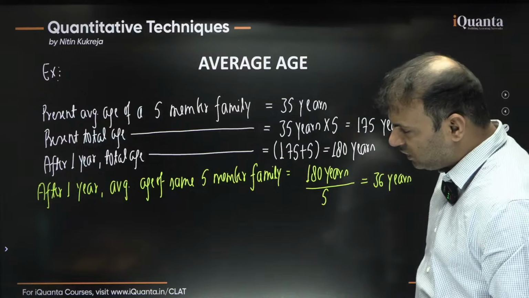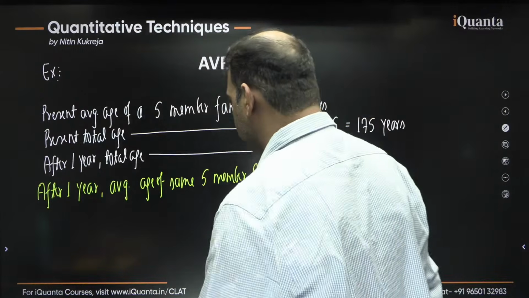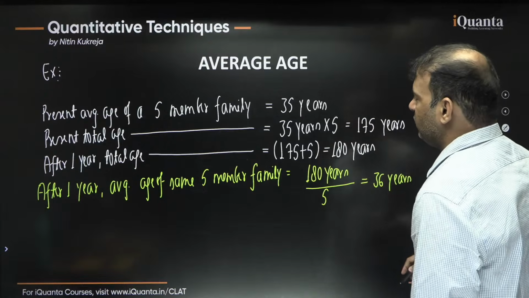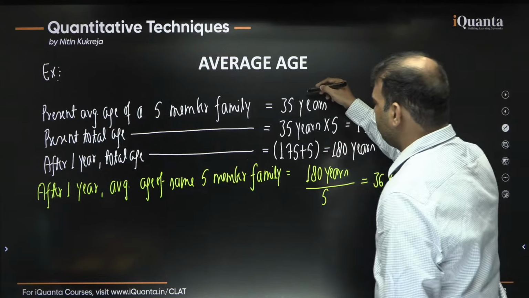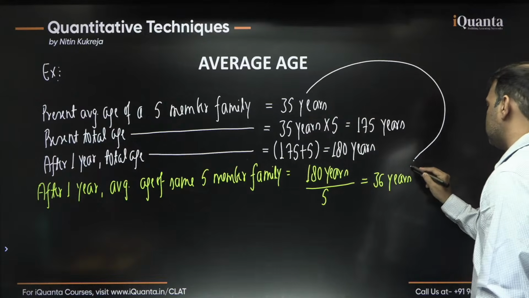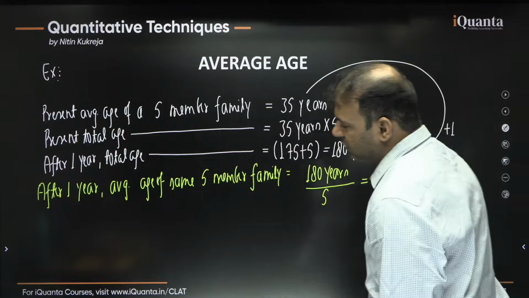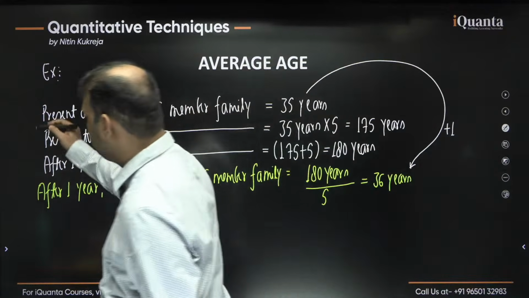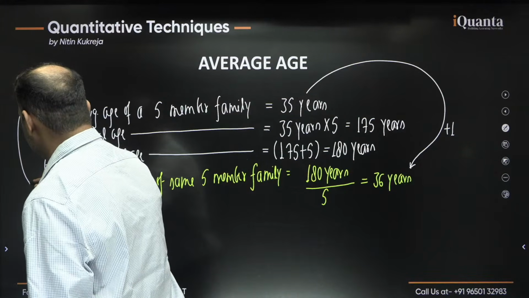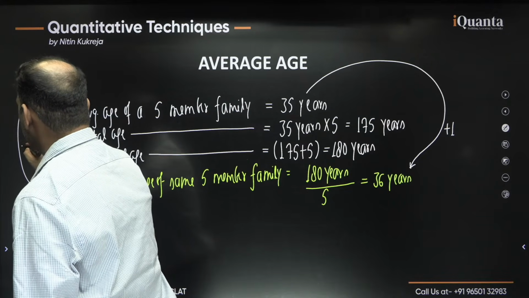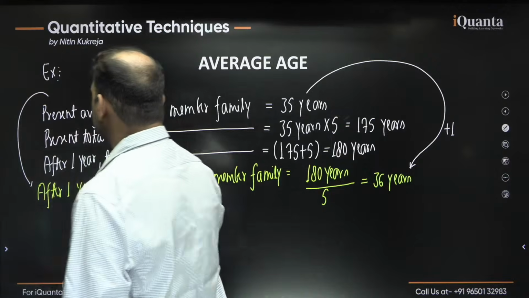So there is one thing you can understand with the help of this example. See guys, the average is increasing by exactly 1 year. Earlier it was 35 and now it is 36, so it is increasing by exactly 1 year. You know why? Because of a very simple thing: we are going 1 year into the future, from the present to after 1 year. Since we are moving 1 year to the future, that's why the average age is also increasing by 1 year.